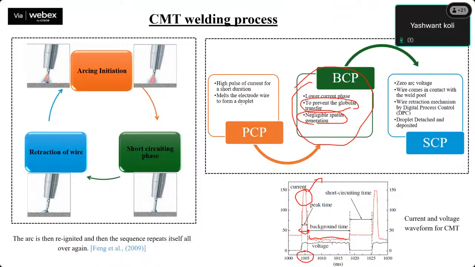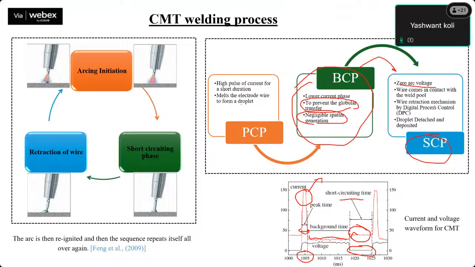As the droplet just touches, the next current phase is the short circuiting phase. So after the background current phase, the short circuiting phase is this one. The current is not that high, it is almost less, and you can see the voltage transformation. Voltage is suddenly dropped. It is almost negligible, zero voltage at the time of short circuiting. So at the time of the short circuiting process, zero arc voltage is achieved. The wire comes in contact with the weld pool.